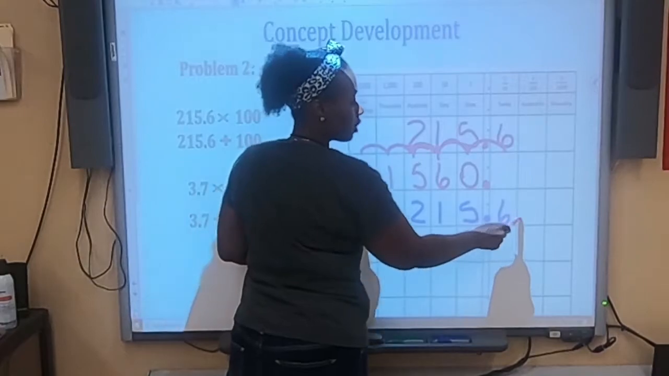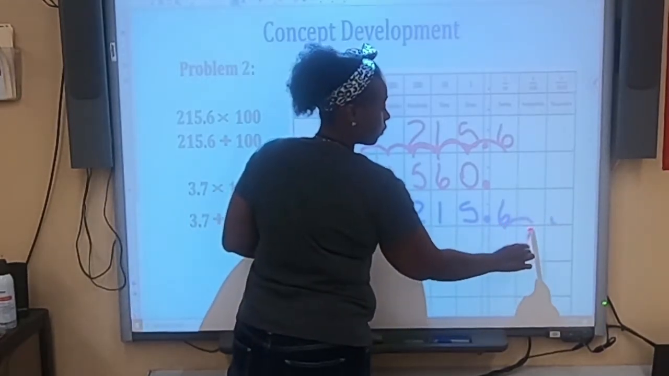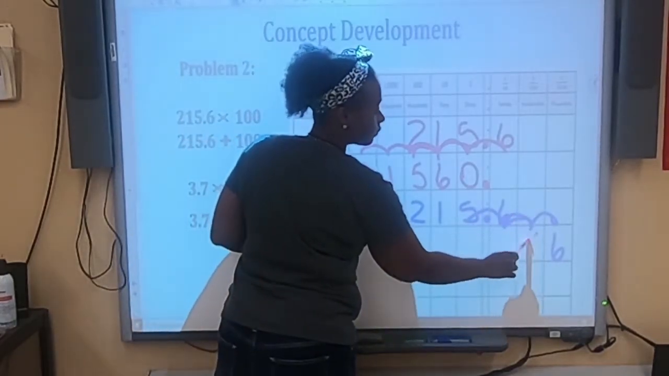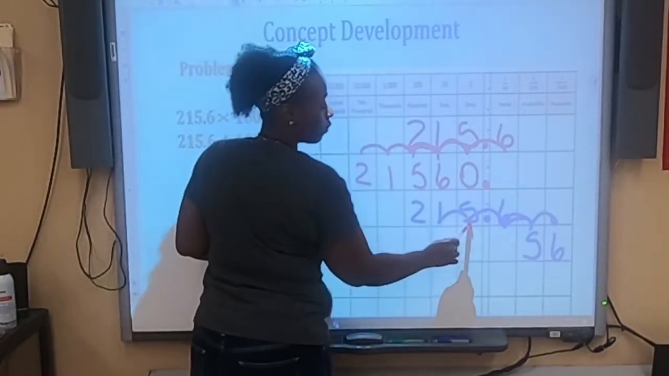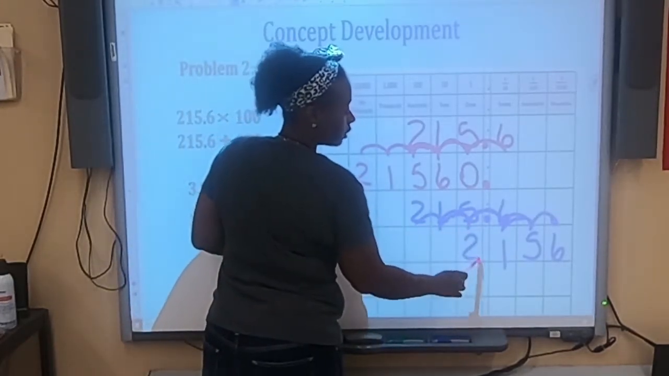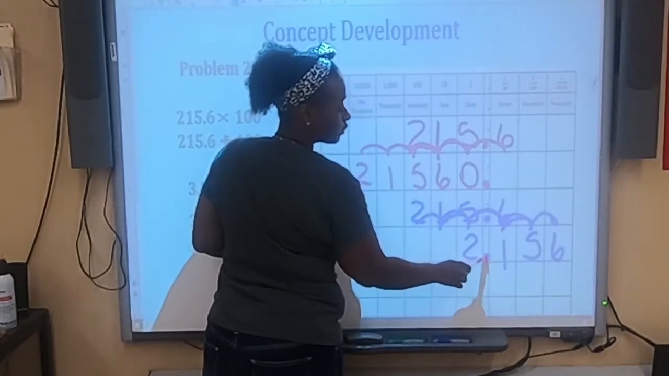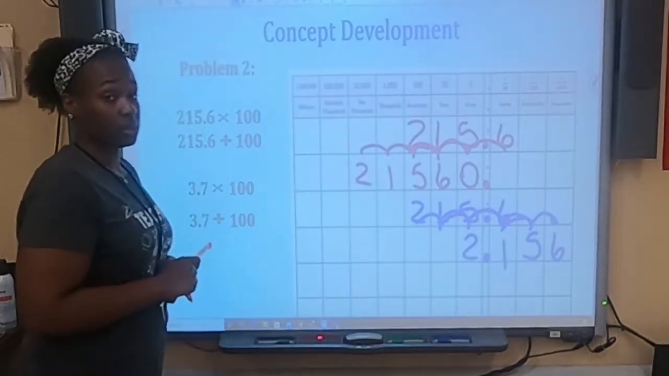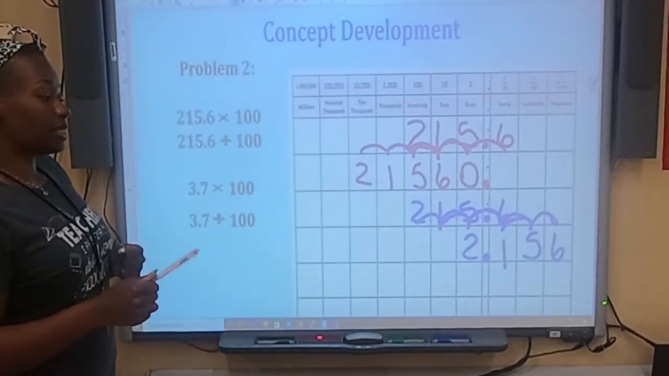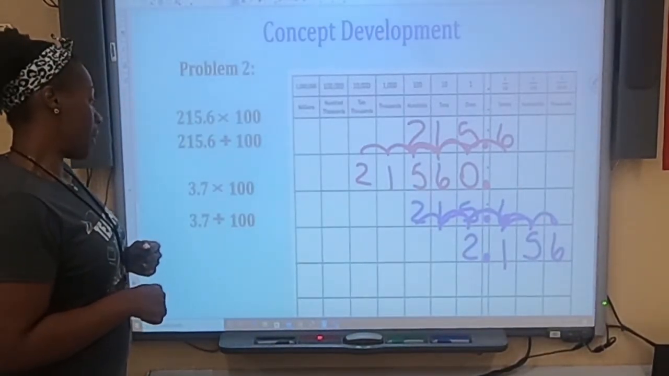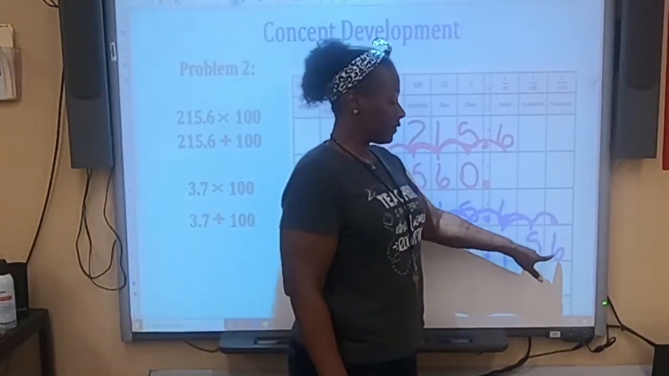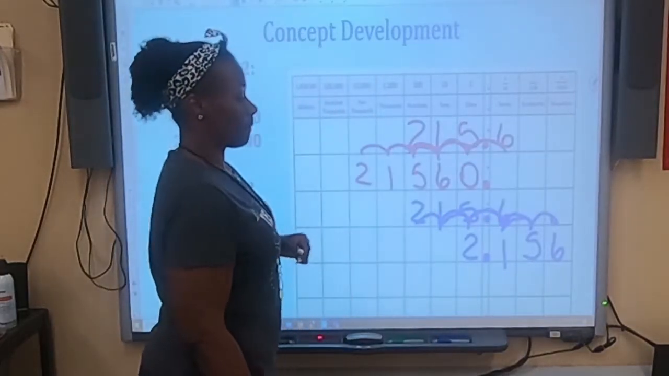So my 6 has to go 1, 2. My 5 has to go 1, 2. My 1 has to go 1, 2. My 2 has to go 1, 2. Notice my decimal is inside my number, so I do not need any zeros. So that shows me that 215 and 6/10 divided by 100 gives me 2 and 156 thousandths.